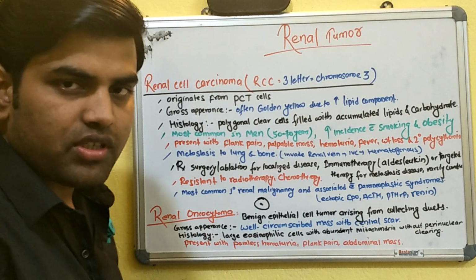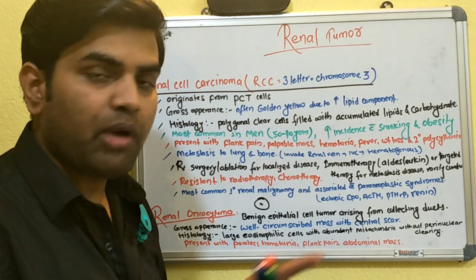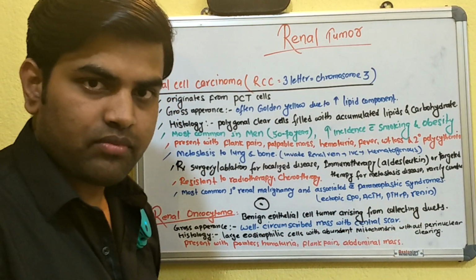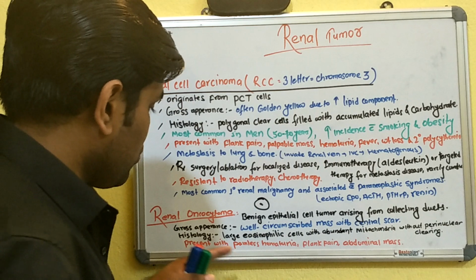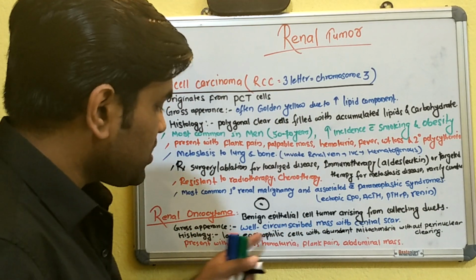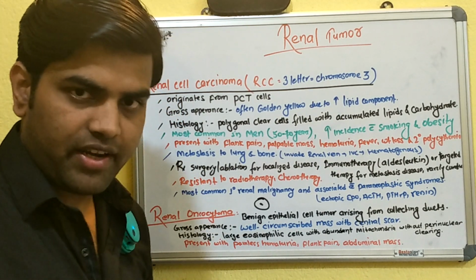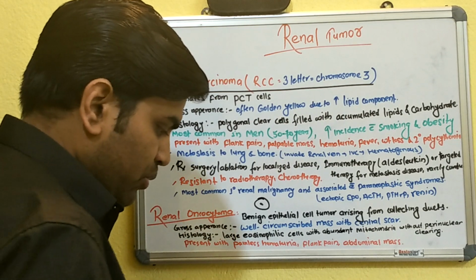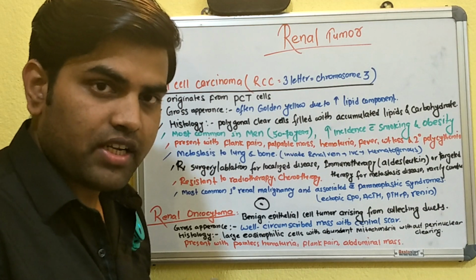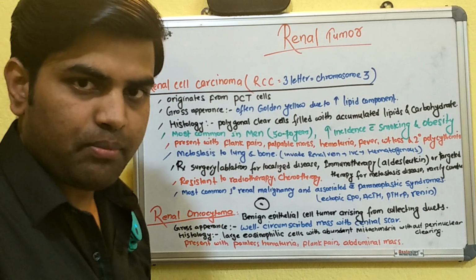On histology, when you process and examine under the microscope, there will be large eosinophilic cells with abundant mitochondria without perinuclear clearance. That you need to understand. Okay, so gross appearance you have understood. When you examine histology, what is the characteristic finding? There are large eosinophilic cells with abundant mitochondria without perinuclear clearance, and that differentiates it from chromophobe renal cell carcinoma. That is versus, there will be a different picture.